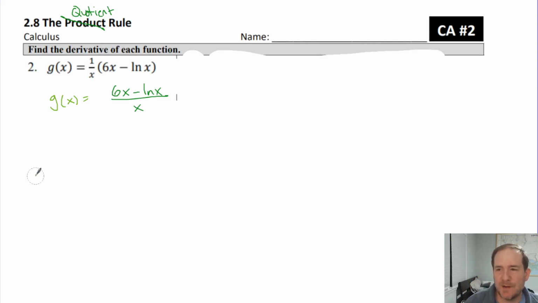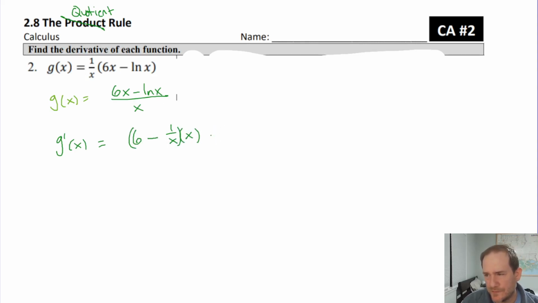But now that I'm set up, we would find g prime by doing the derivative of the top. And since the top is 2 terms, you just do the derivative of the first term, getting 6. Then subtract from that the derivative of the second term, which is 1 over x. Then you multiply that by the denominator, which is x.